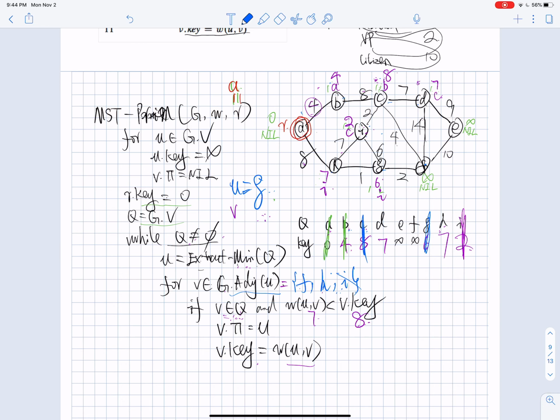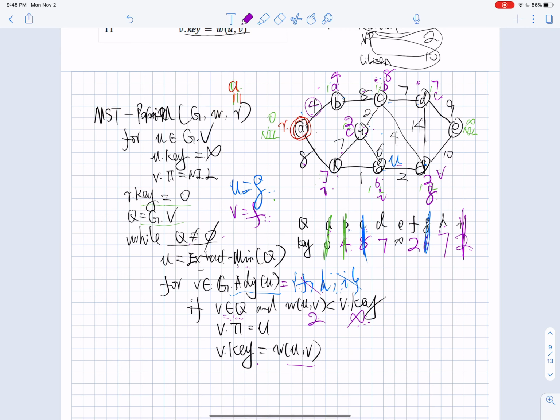So let's check. In the first round, we have V equal to F. When V equals F, I'm going to mark U right over here, and F as V right over here, okay? So WUV is 2, whereas V dot key is infinity. So this is true. So we're going to reduce its key from infinity to 2, and then we're going to set its parent as U, which is G, okay? So the key of F is reduced to 2.